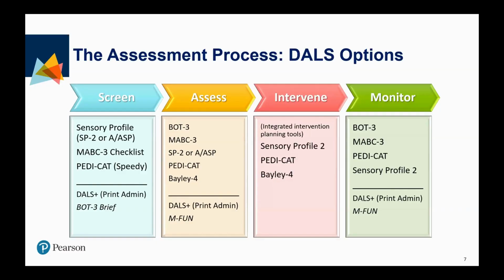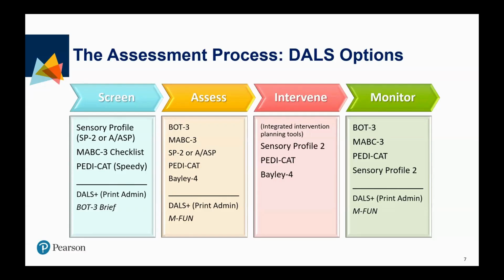For full assessments to gain comprehensive insights into a student's abilities, the DALS offers the new BOT-3, the MABC-3. You'll see the Sensory Profile listed here again, the full PDCAT, and then also the Bayley 4, which is for children up to age 3.5. And it's frequently utilized to help determine eligibility for early intervention services under IDEA Part C.